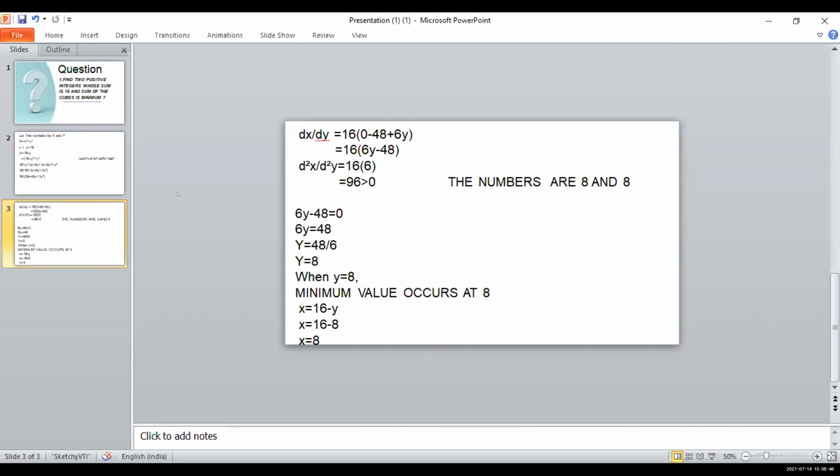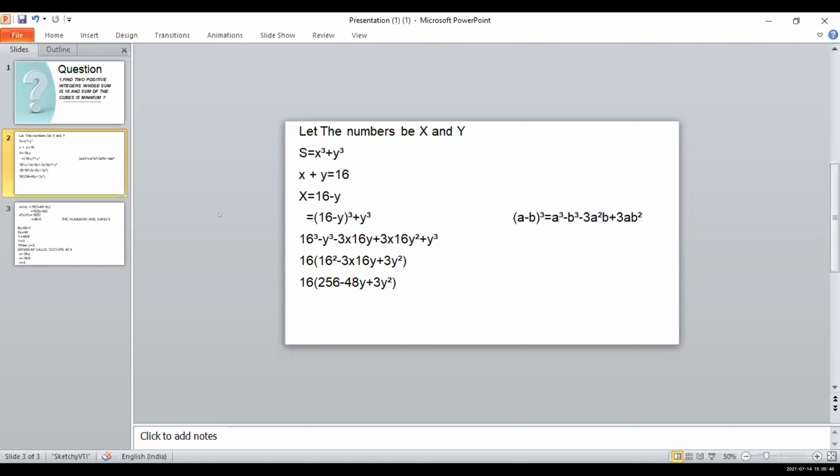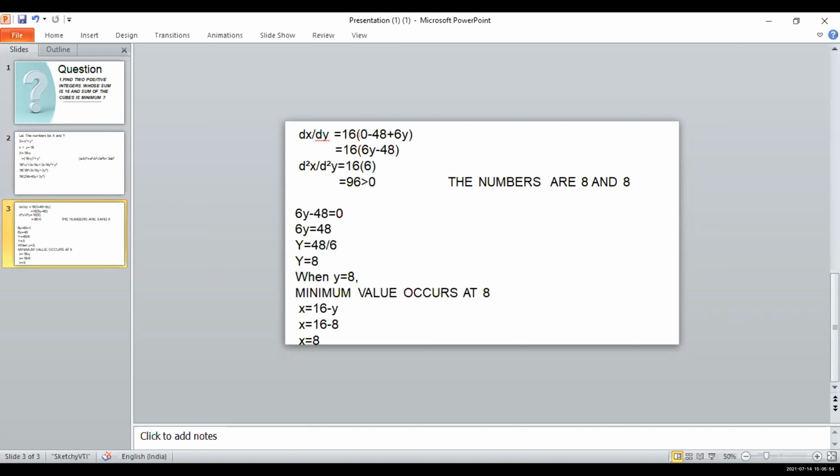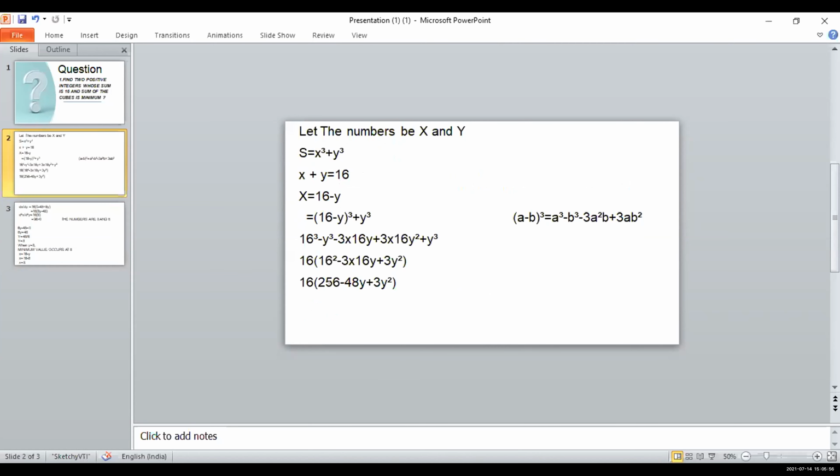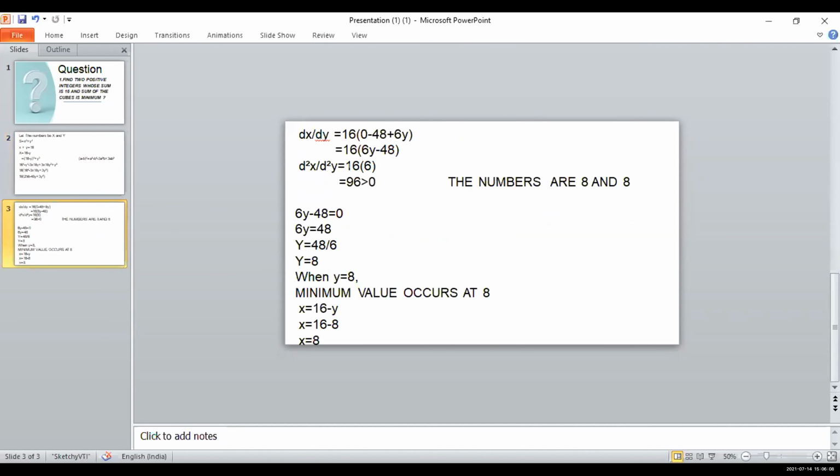We are doing the first order derivative for this equation. So dx by dy is equal to 16 times: derivative of a constant is 0, so 256 becomes 0, minus 48, and 3y square becomes 6y. So 16 into 0 minus 48 plus 6y.